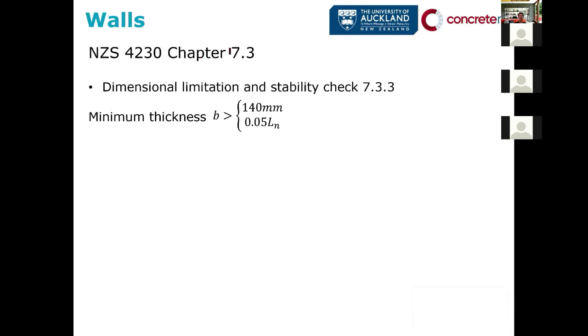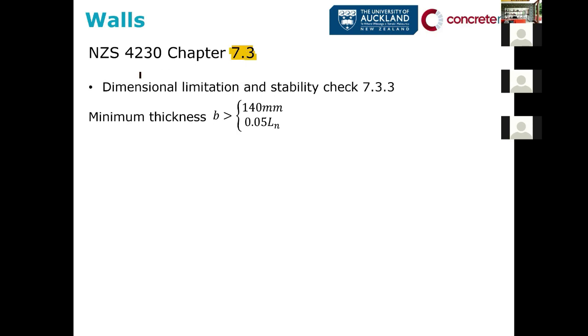Now walls. This is chapter 7.3. If you remember, the beams were chapter 8.3, and the walls are 7.3. But I started with the beams because I think it's simpler. So I go from simple to more complex.